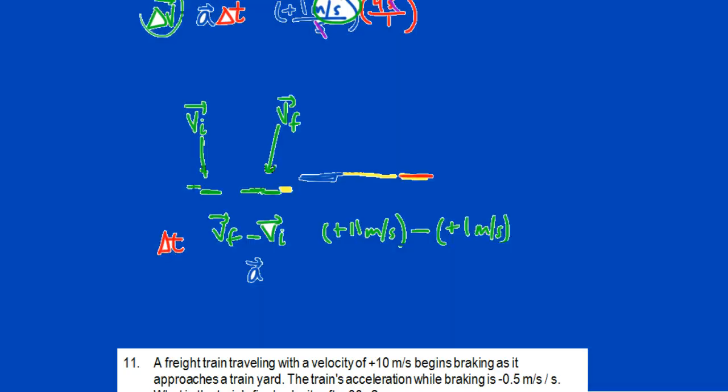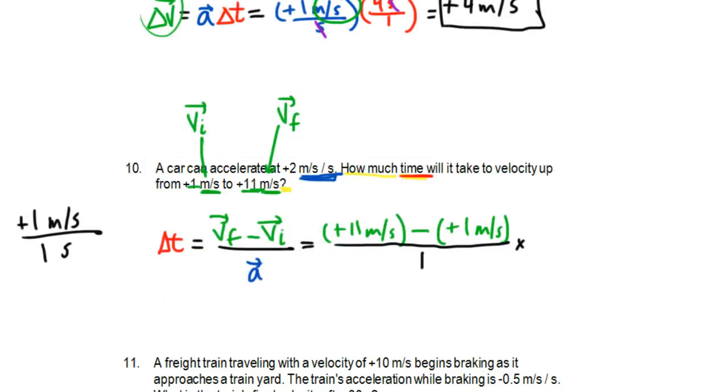What did I do there? Sorry. Eraser. Here, plus 2, excuse me, meters per second. So I'm going to flip it. So I am going to multiply by the reciprocal of plus 2 meters per second, which would be times 1 second over plus 2 meters per second.